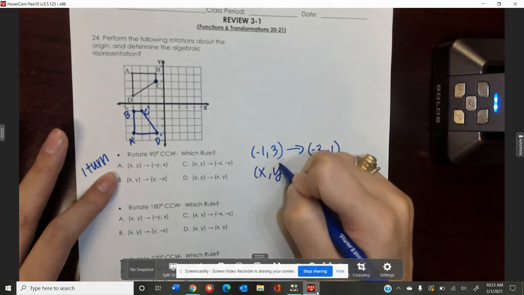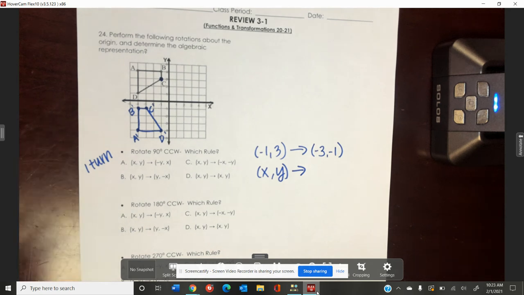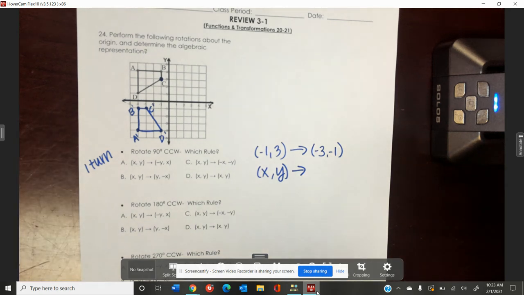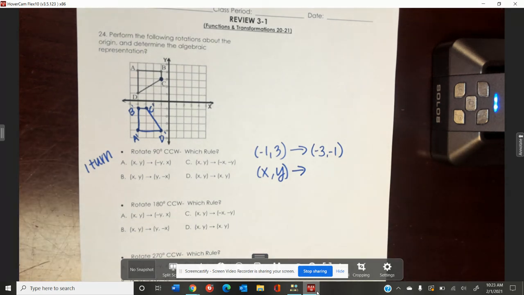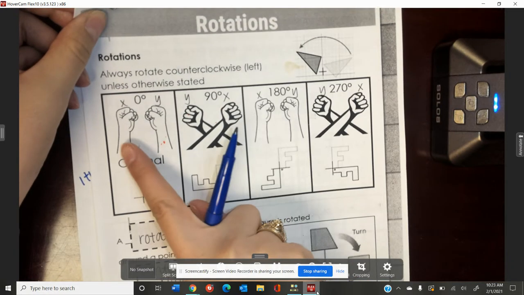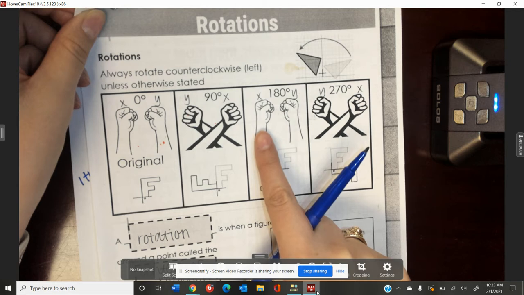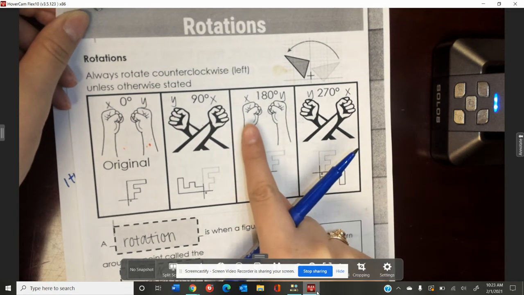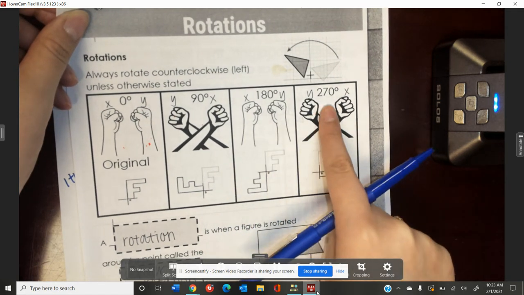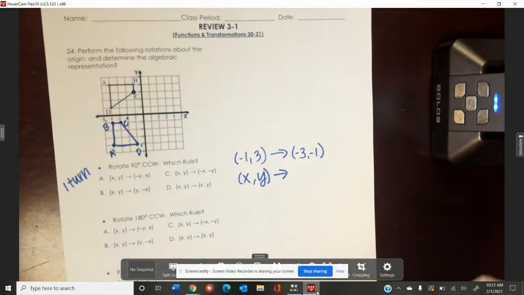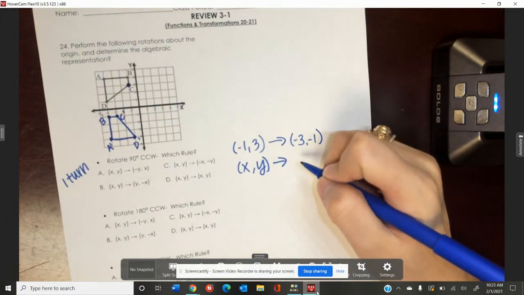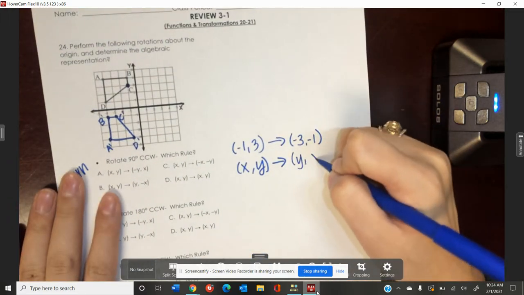Now, I always start off with X and Y, and based on the hand trick that we learned, Y comes before X. So if I have a 0-degree turn, I have X before Y. A 90-degree turn, Y comes before X. If I have a 180-degree turn, X comes before Y. And then a 270 is Y before X. So here, I know that Y comes before X now.